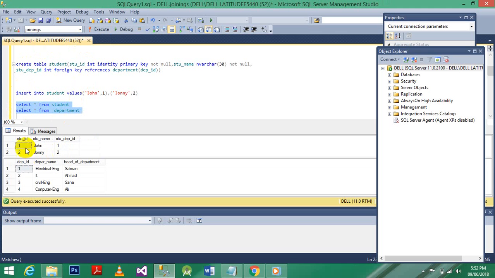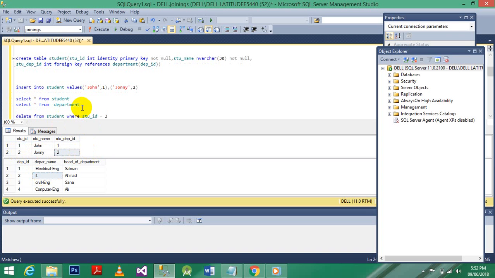Look, I execute first the student table and second the department table. In the student table we have two rows, student ID 1 name John and student department ID is 1. That means we use department ID 1, so the student is from electrical engineering. Okay, and we have a second row named Johnny and student department ID is 2. That means the student is from the information technology department. We do not have further data.